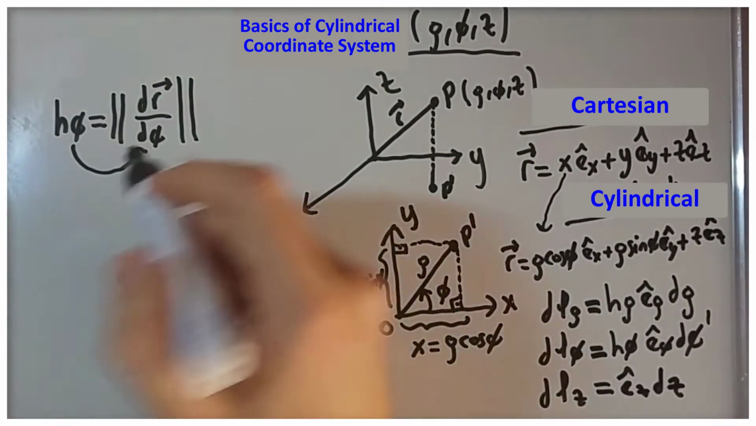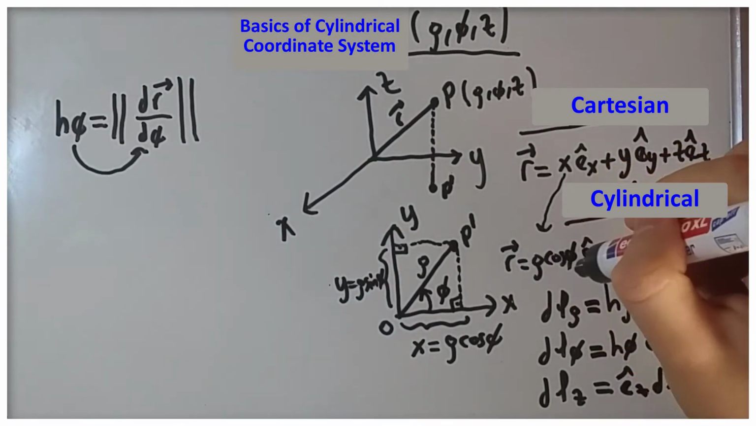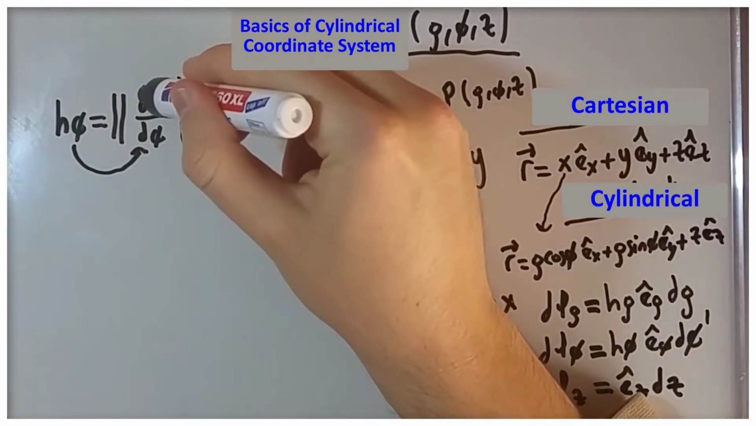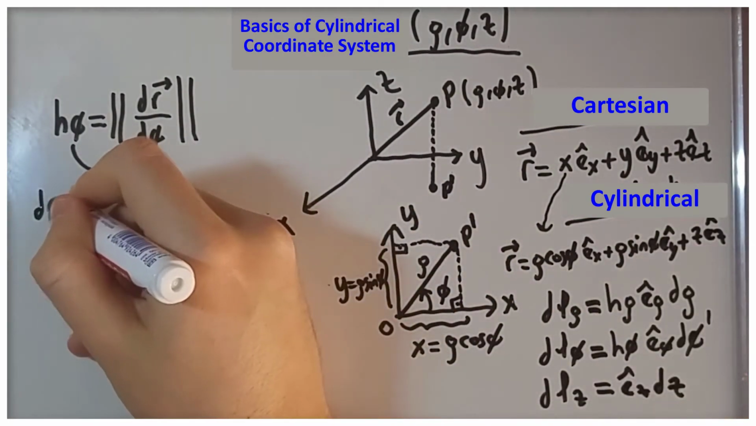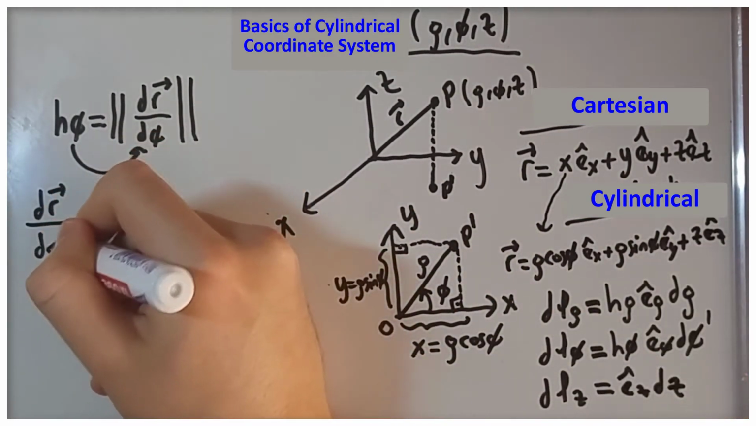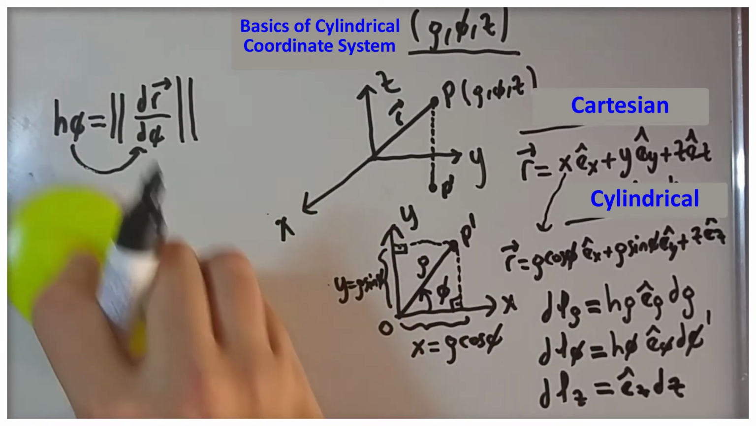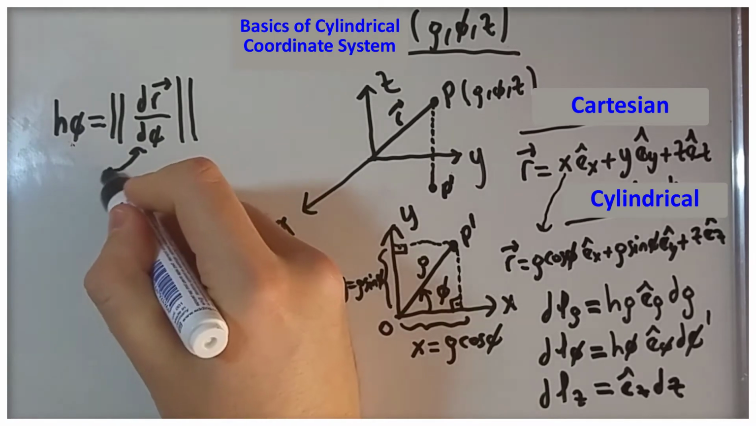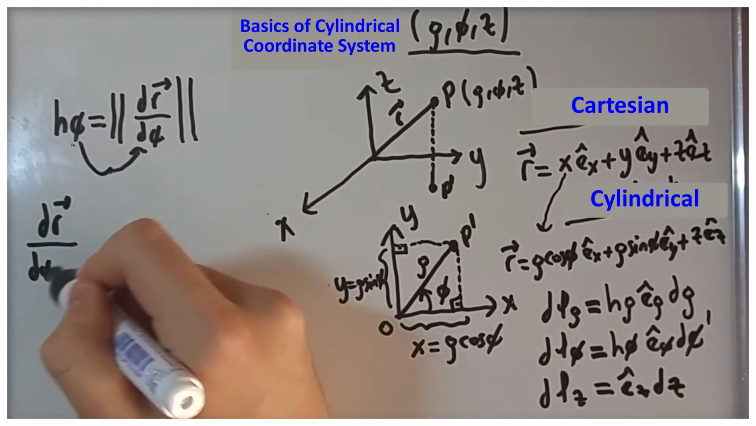How do we do this? See, if we found r here, then what am I doing? I take the derivative of r with respect to phi. So what do I have to find first? I have to find the derivative of r with respect to phi first. Then I will take its magnitude.